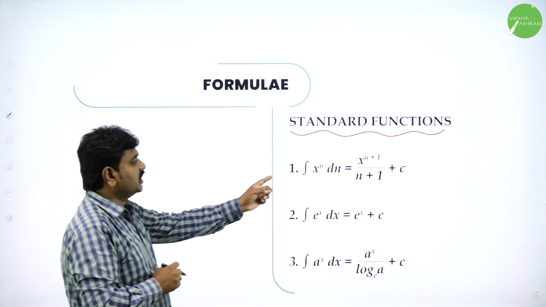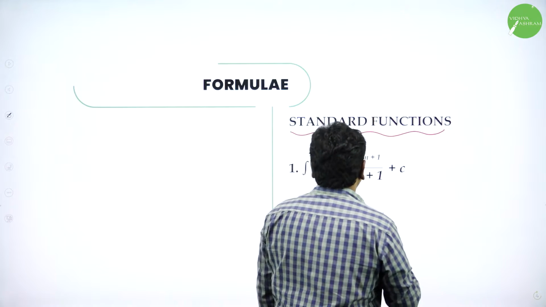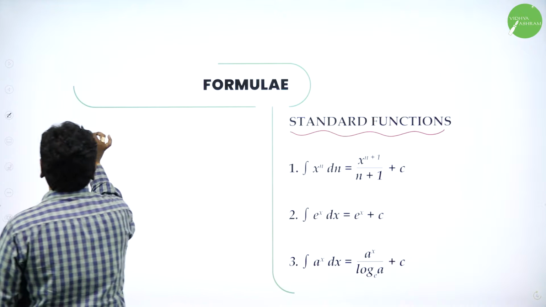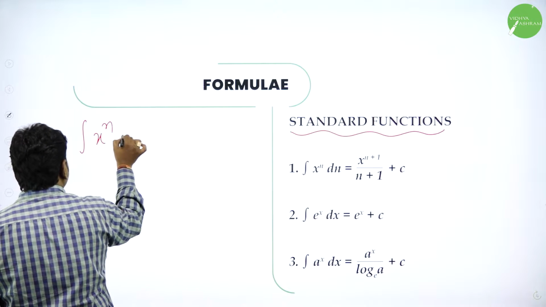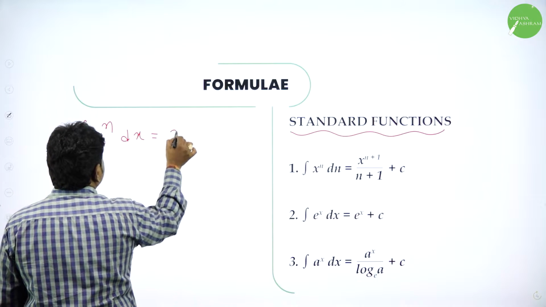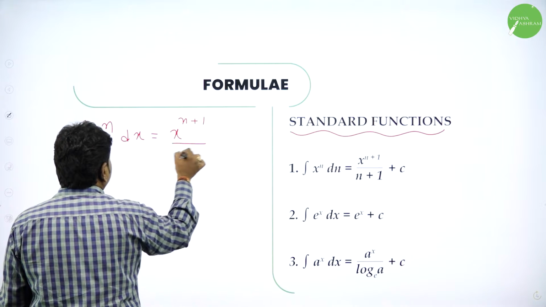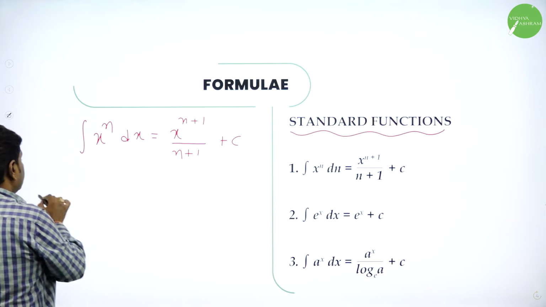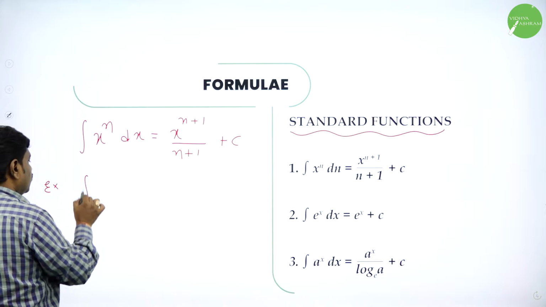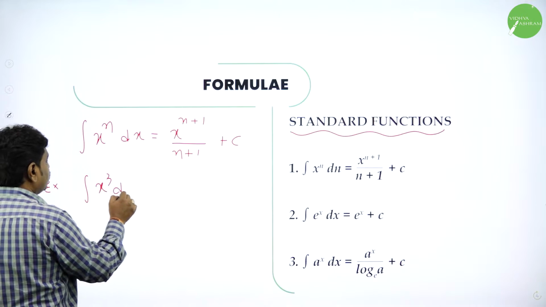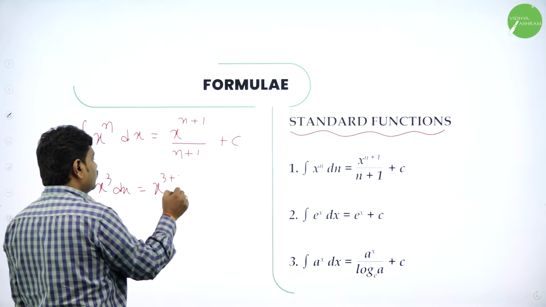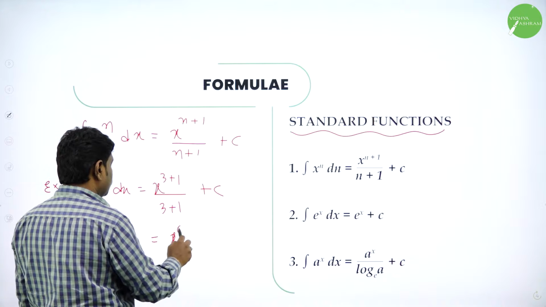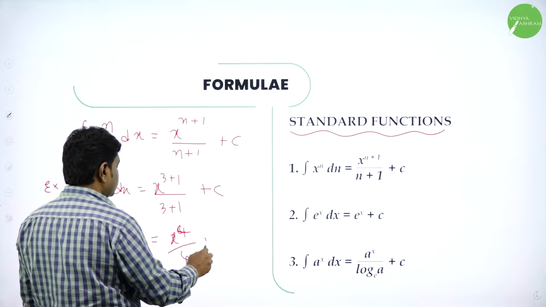The very first function is integration of x power n with respect to x. Integration of x power n is x power n plus 1 by n plus 1. So what is the first formula? Integration of x power n dx is x power n plus 1 divided by n plus 1 plus c. Example, integration of x cube dx is x power 3 plus 1 divided by 3 plus 1 plus c. I am not differentiating, directly I am writing using the formula. So it will become x power 4 by 4 plus c.